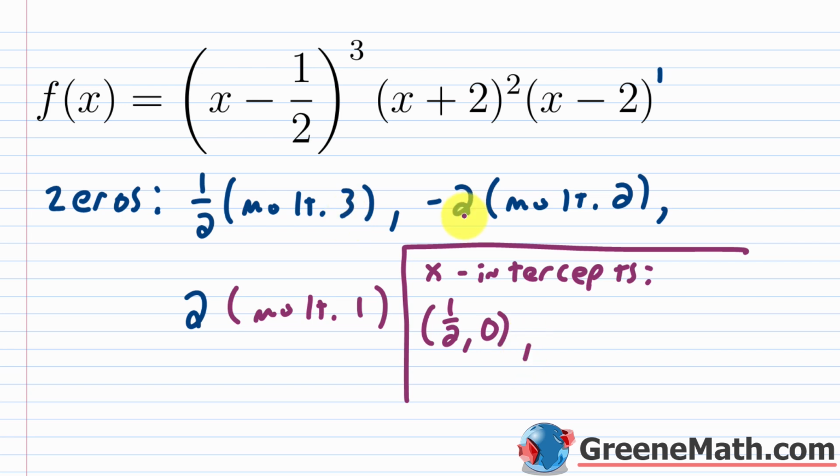Then you also have one of -2, comma, 0. So the multiplicity here is 2. So that's even. And so this guy is going to touch and turn around. And also this will be a little bit flattened out because the multiplicity is 2, which is greater than 1. Then you're also going to have this guy right here, which is going to be 2, comma, 0. Now the multiplicity here is 1. So again, when you think about that, it's just going to cross straight through and it's not going to flatten out because the multiplicity is just 1.